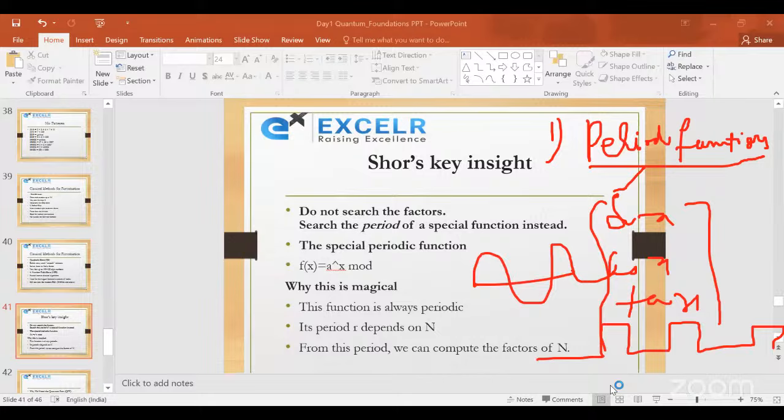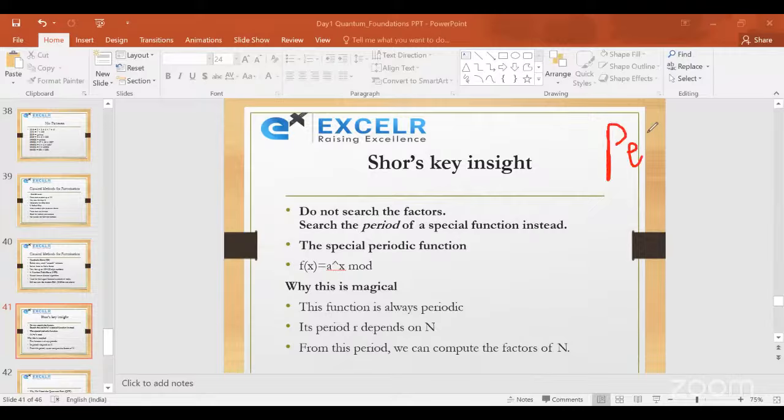There is one restriction. Any periodic function will not work here. So what is the restriction? We have to take such a periodic function whose periodicity, suppose now we are supposing a parameter r. r is the periodicity of the function, because in the previous example we have taken the periodicity of 9. Now in general we are supposing the periodicity is r, right?